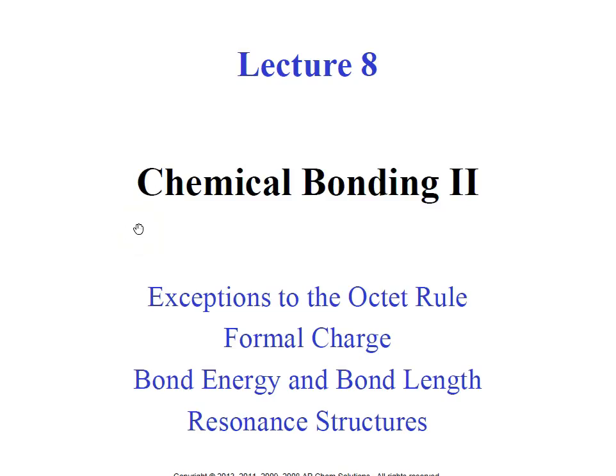We're now going to add to what we saw for bonding from Lecture 7, specifically talking about Lewis structures. So we'll look at Lewis structures that are exceptions to the octet rule. We'll talk about how to calculate formal charge for a Lewis structure and what that tells us about the structure, bond energy and bond length and how those are related, and then finally resonance structures.